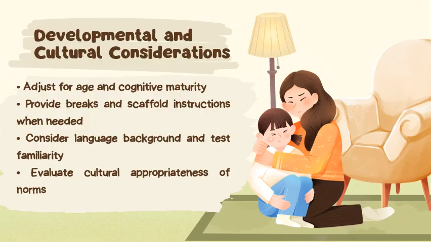Developmental and cultural factors play a major role in testing. Age and cognitive maturity can affect how a child understands instructions, how long they can pay attention, and how quickly they respond. Children may need breaks or simplified instructions in words that they can understand, especially the younger children or those that have developmental delays.